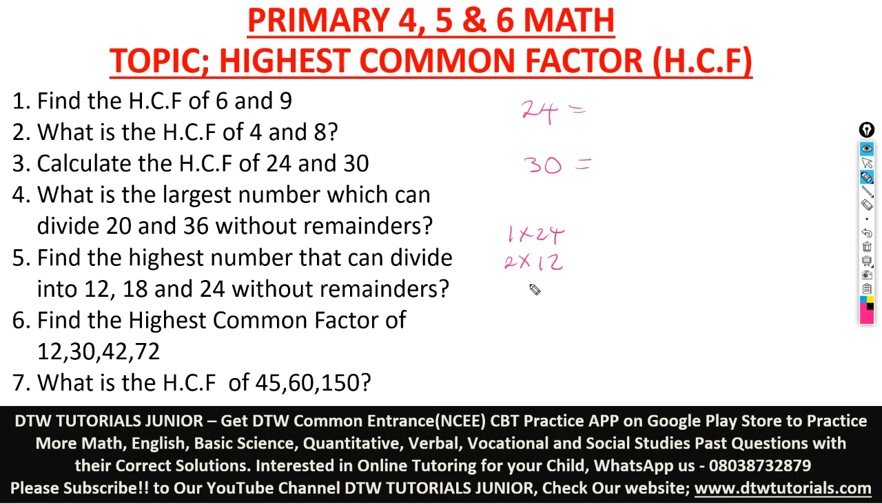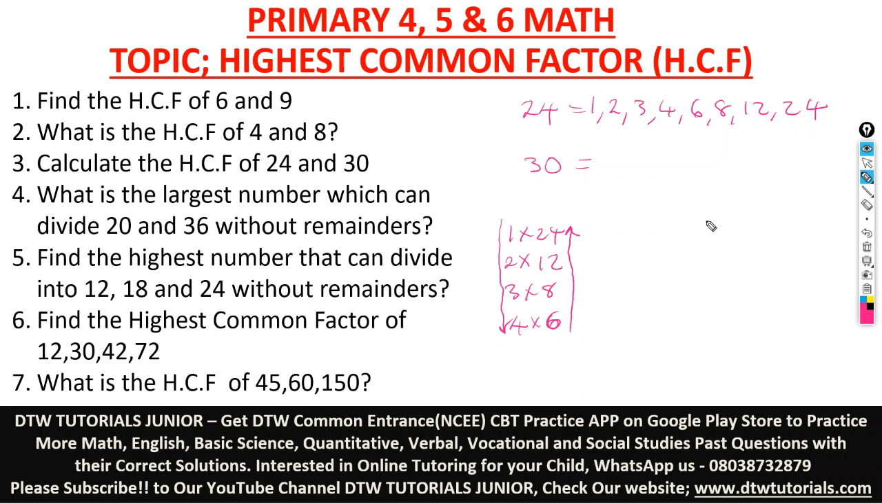In the 3 times table, will anything give us 24? Yes. 3 times 8 will give us 24. What other thing will give us 24? On the 4 times table, what will give us 24? 4 times 6 will give us 24. So I think we are done. Nothing else on the times table will give you 24. So we have our factors of 24. We state them: 1, 2, 3, 4, 6, 8, 12, and 24.